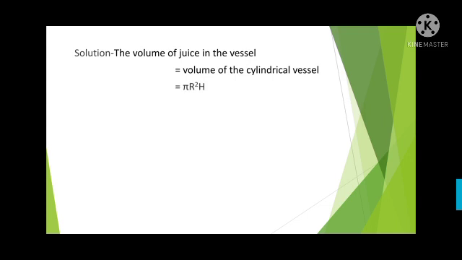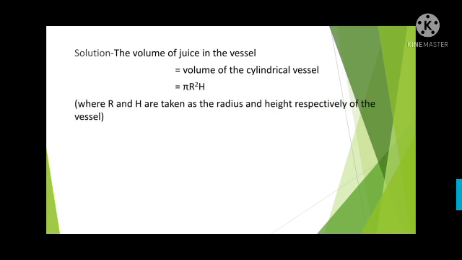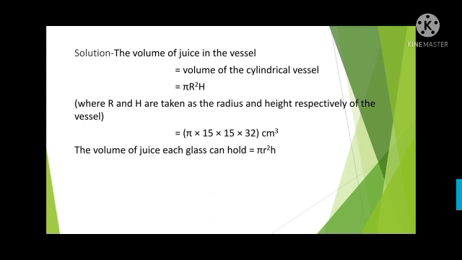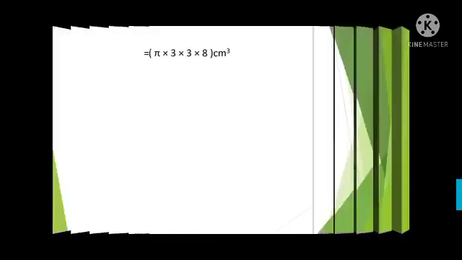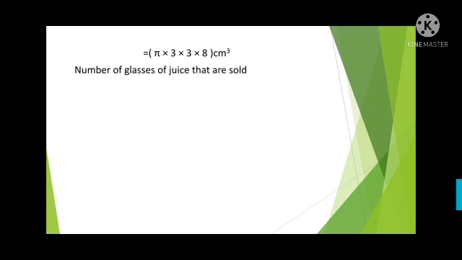So volume of cylindrical vessel is pi r square h. Then we substitute the values. Let's keep pi as it is since it is not required to simplify it. The volume of juice each glass can hold is pi r square h, which in this case, small r is the radius of that small glass as compared to the capital R and H, which we have denoted for the larger vessel. Now we got this value.